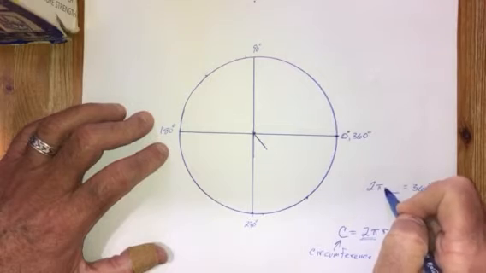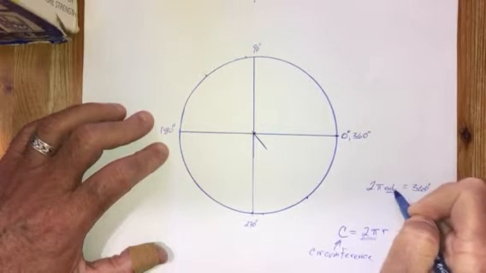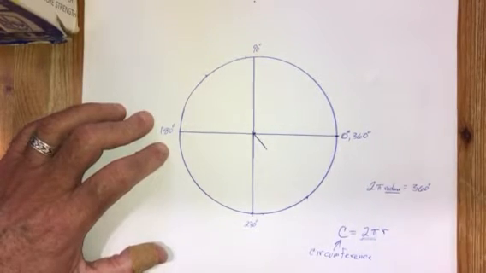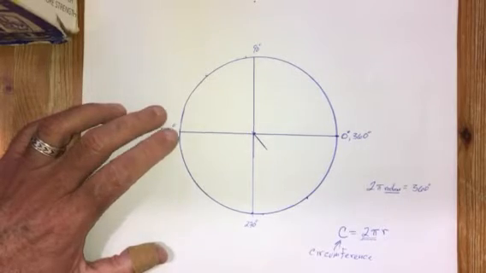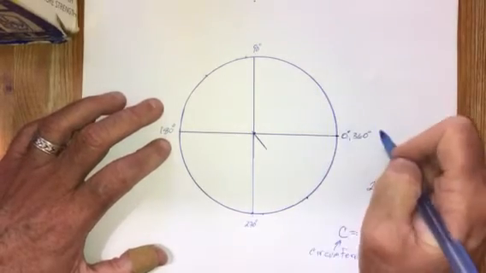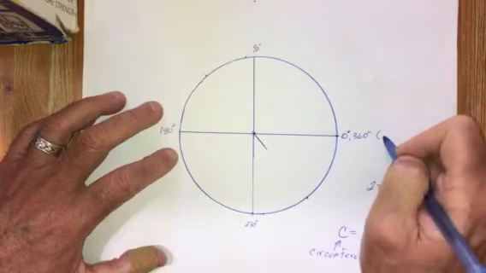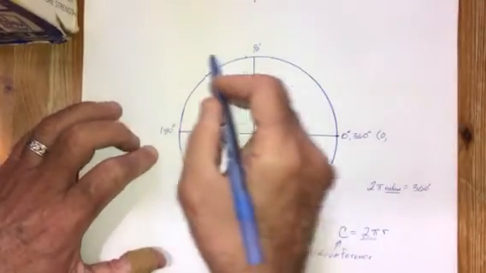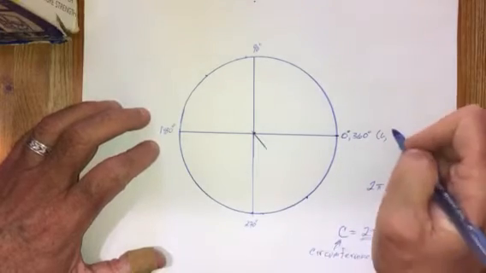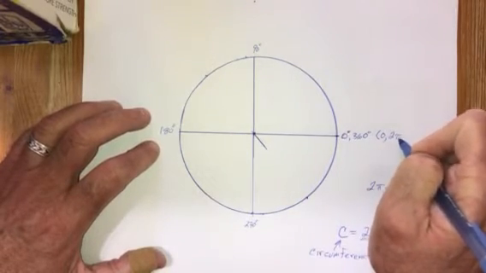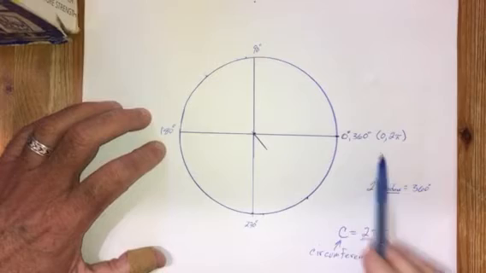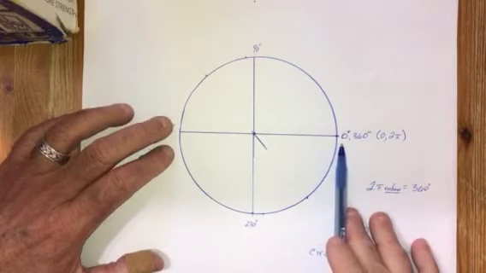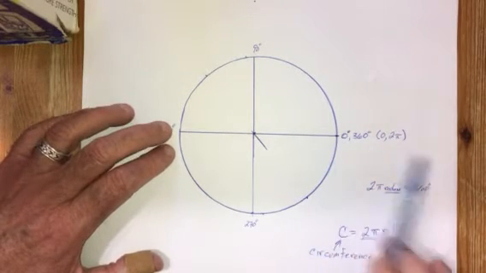Now we call this radians. So another way of saying this is that this point is 0 radians, and then by the time we go all the way around, we end up back here at 2 pi radians. Okay, so that puts us at the same point.